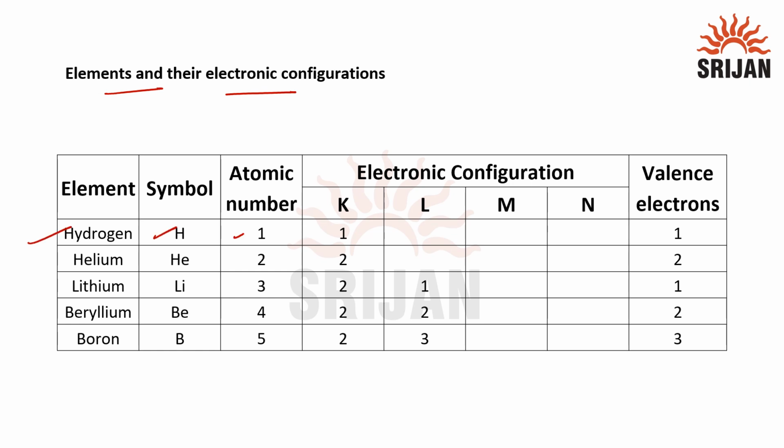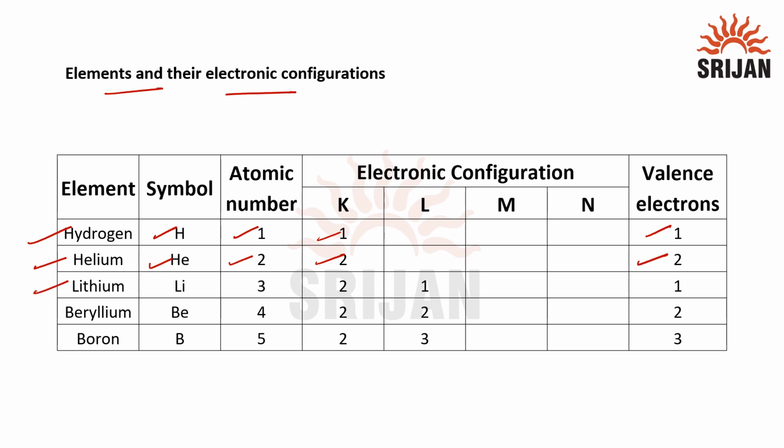Atomic number is 1 and one electron will be entering K shell, and since K shell is the outermost shell, its valence electron is also 1. Next element is helium, symbol is He, atomic number is 2 and both the electrons will enter K shell, hence its electronic configuration is K2. Next we have the valence electrons. So since K shell is the outermost shell, the number of valence electrons in helium are 2.